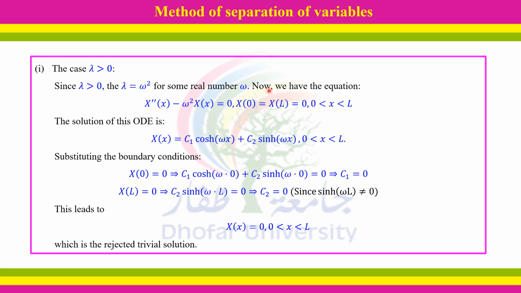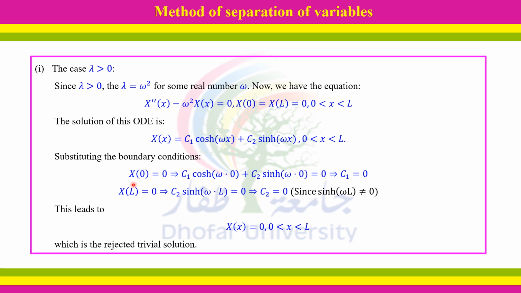Now we substitute the boundary conditions to compute the values of the constants C1 and C2. So if we substitute the first boundary condition, x equals 0, we will have C1 times cos(omega 0) plus C2 times sin(omega 0) equals 0. We know that sin 0 is 0, and cos 0 is 1, so that leads us to C1 equal 0. That means X(x) is C2 times sin(omega x).